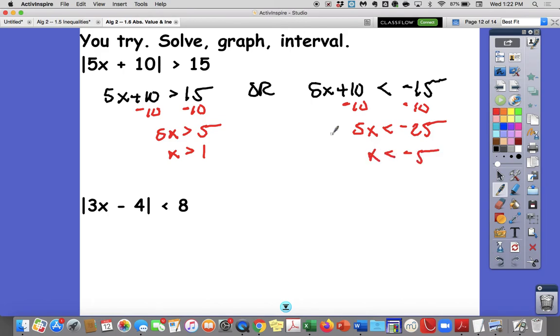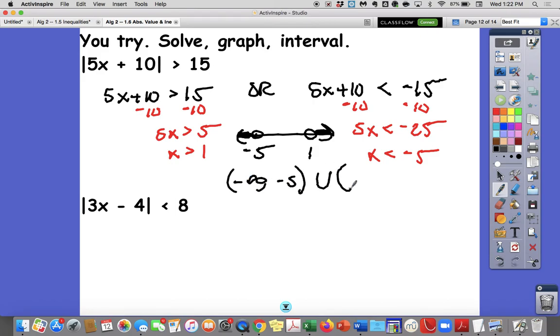All right, so if I go to my graph, negative 5 is smaller. Okay, and it is an or, so it should shade on the ends. And let's think, less than negative 5, yes, I'm over here. Greater than 1, yes, I'm over here. Don't end until you interval. Okay, so negative infinity up to negative 5, and then 1 to positive infinity. So you need those, you need all 3 components.